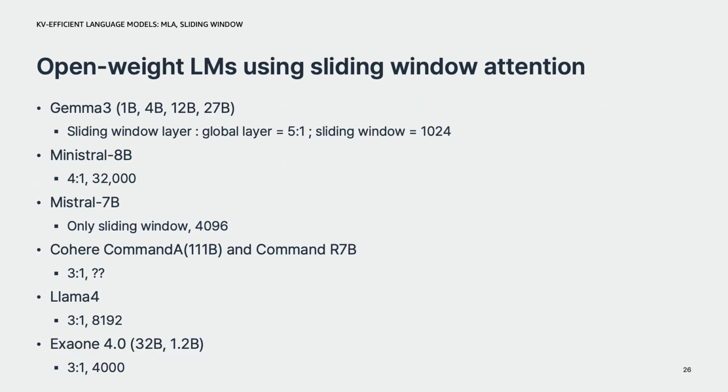And perhaps due to its simplicity, open weight language models often use sliding window attention. So here is a list including Gemma, Mistral models, Cohere models, Llama 4, and EXAONE. And these are the configurations of these models. So how they are interleaved and the size of the sliding window.